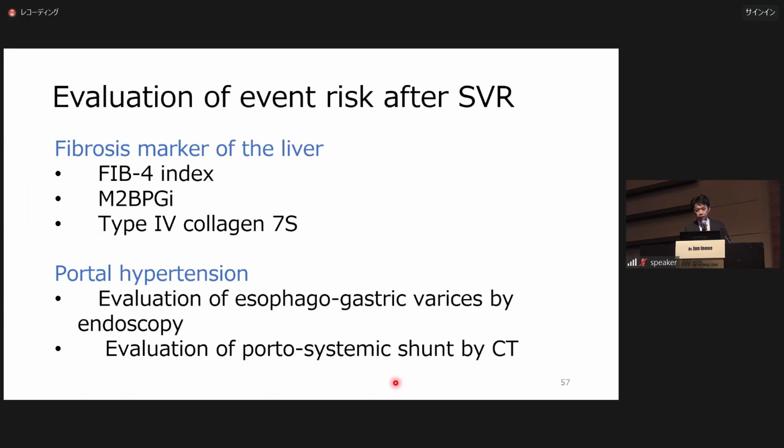For the evaluation of event risk after SVR, I think these fibrosis markers of the liver should be checked: FIB4 index, M2BPGi, and type 4 collagen 7S. And also, if the patient has liver cirrhosis, the evaluation of portal hypertension is important. So evaluation of esophagogastric varices by endoscopy and evaluation of portosystemic shunt by CT are considered.